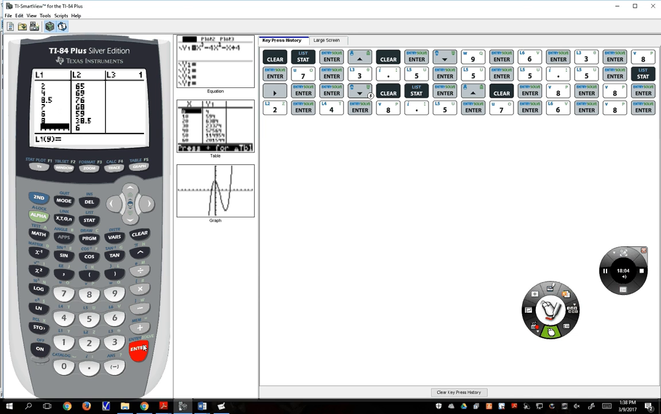I don't care what's in list 2. Now, in the past, when we were doing two-variable or bivariate data, we were saying, here's the year, here's the number of infections. We were making scatter plots. We wouldn't do that with this data.